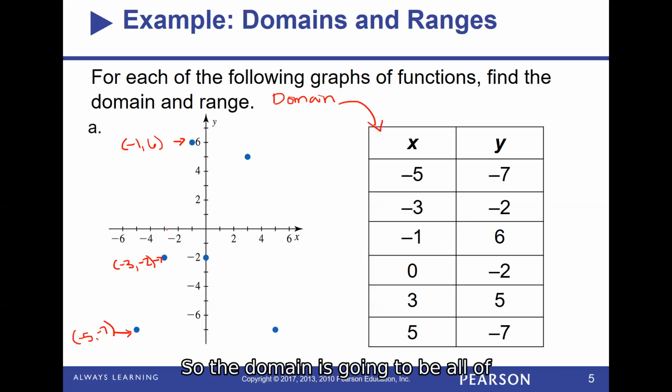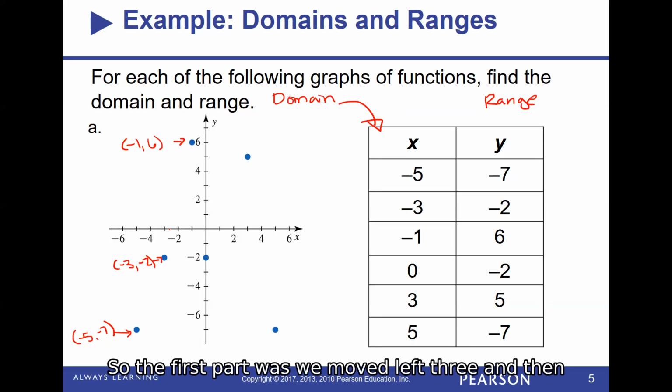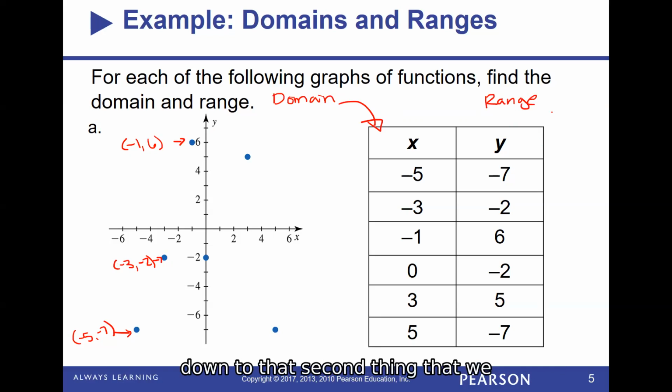So the domain is going to be all of these x values, and the range is going to be that second thing. So the first part was we moved left 3 and then down 2. That second thing that we did to match these two numbers together, that's going to be our range, which is our y values. Now, this is why a lot of us think that domain and range is only x's and y's, but it's not, as you guys saw previously.